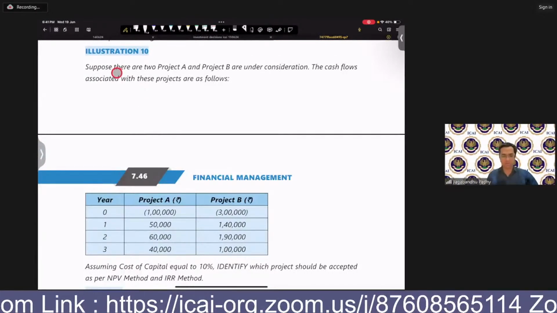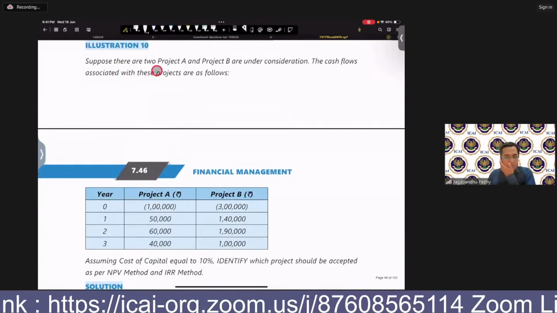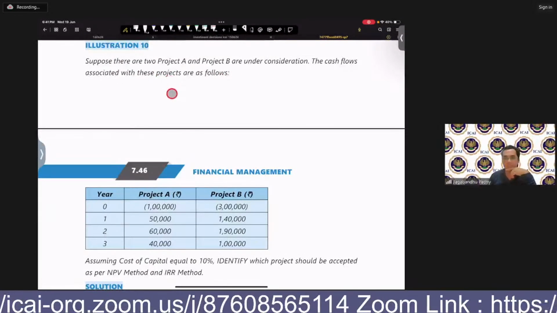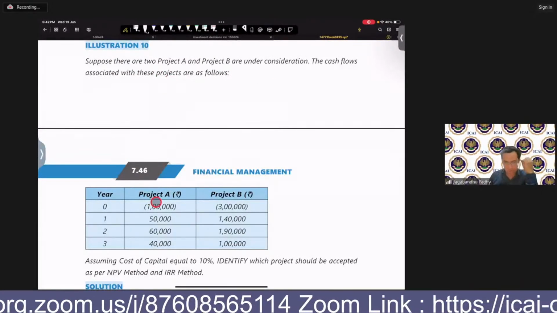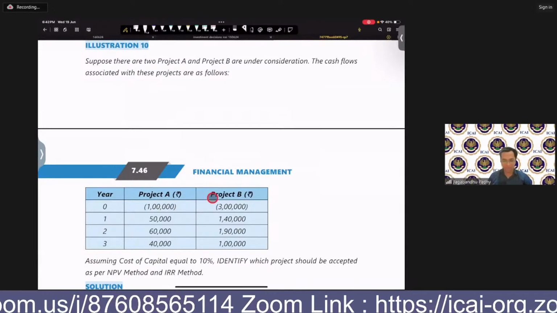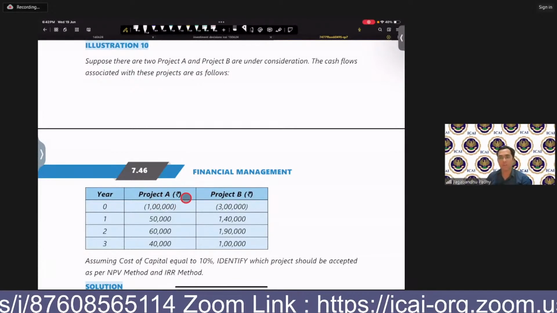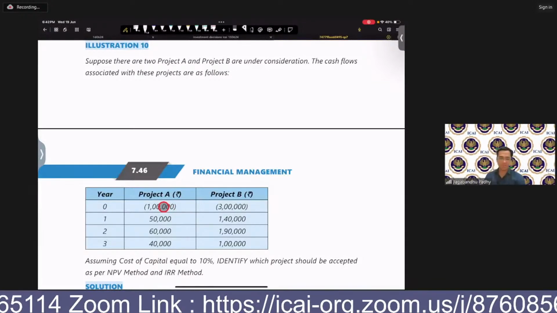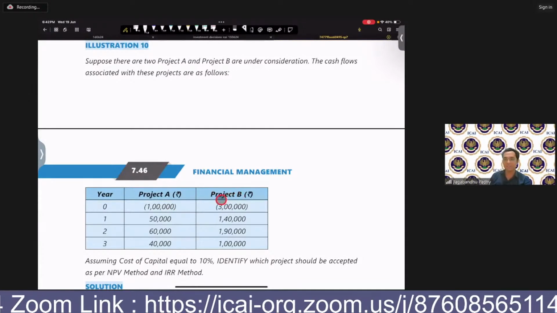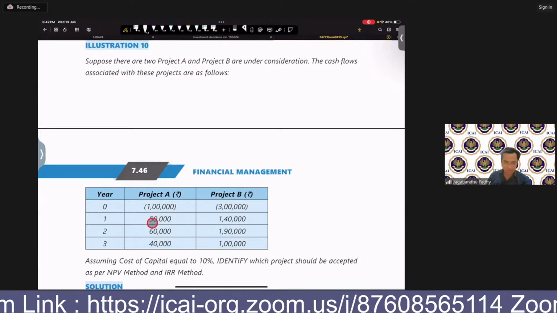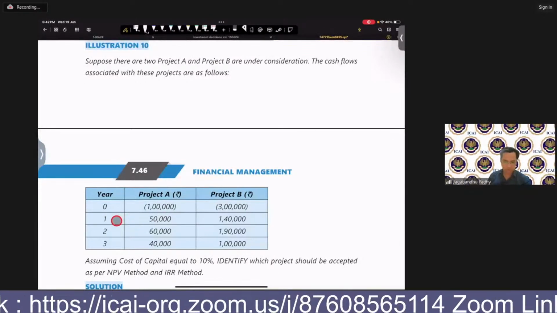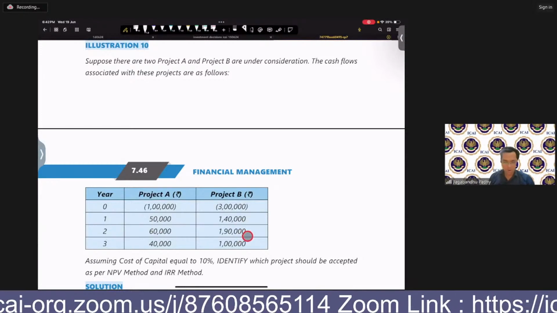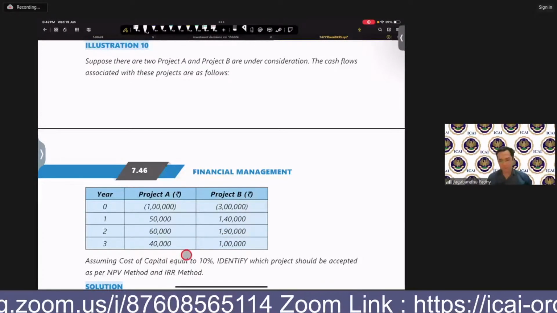Suppose, look at this illustration 10. Suppose there are two projects A and B which are under consideration. Cash flows associated with these projects are as follows. So you have two projects A and B with obviously two different amounts of investment involved. The first project has an investment of 1 lakh. The second project requires an investment of 3 lakh, with cash flows over years 1, 2, and 3 of 50, 60, 40, and 140, 190, and 1 lakh. We have to assume the cost of capital as 10%.